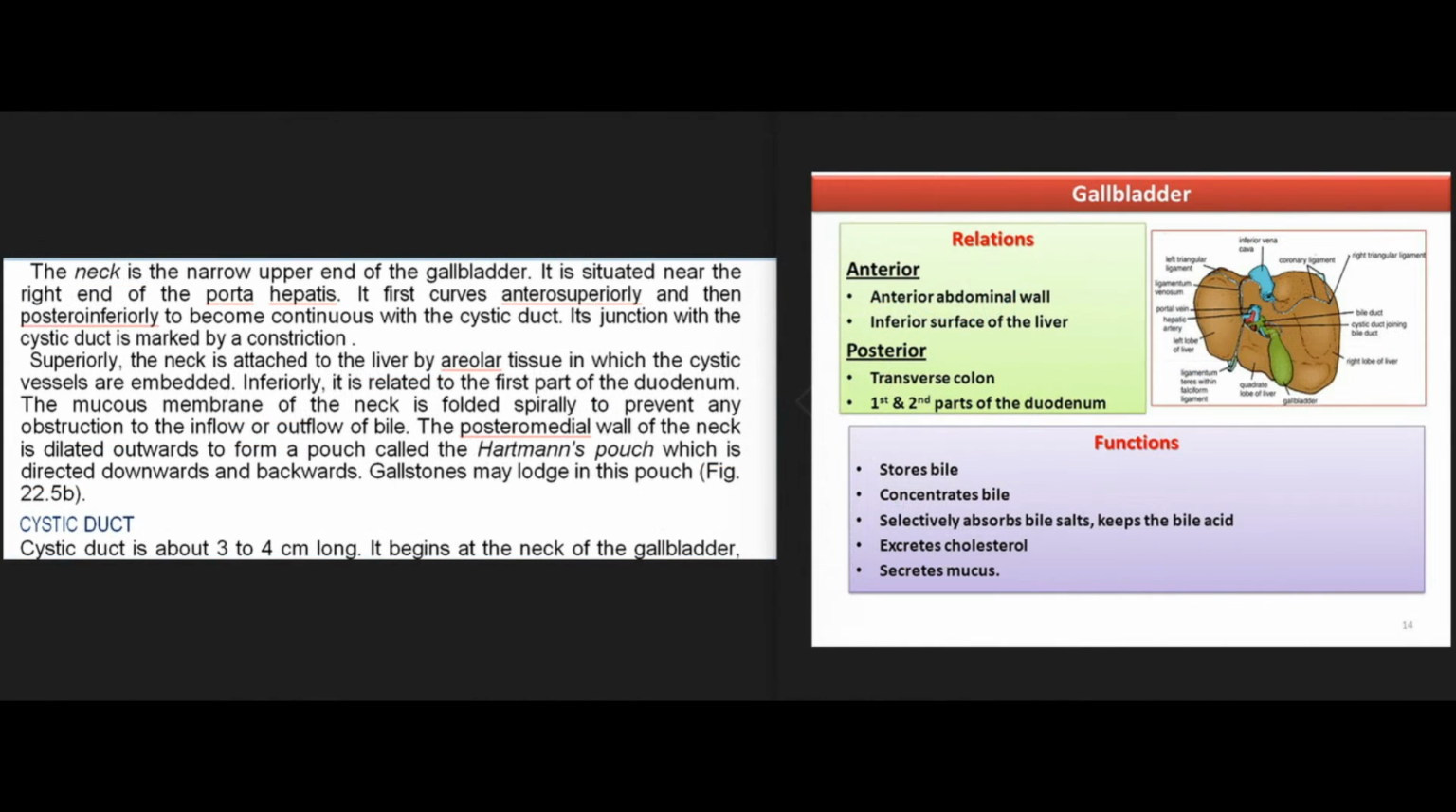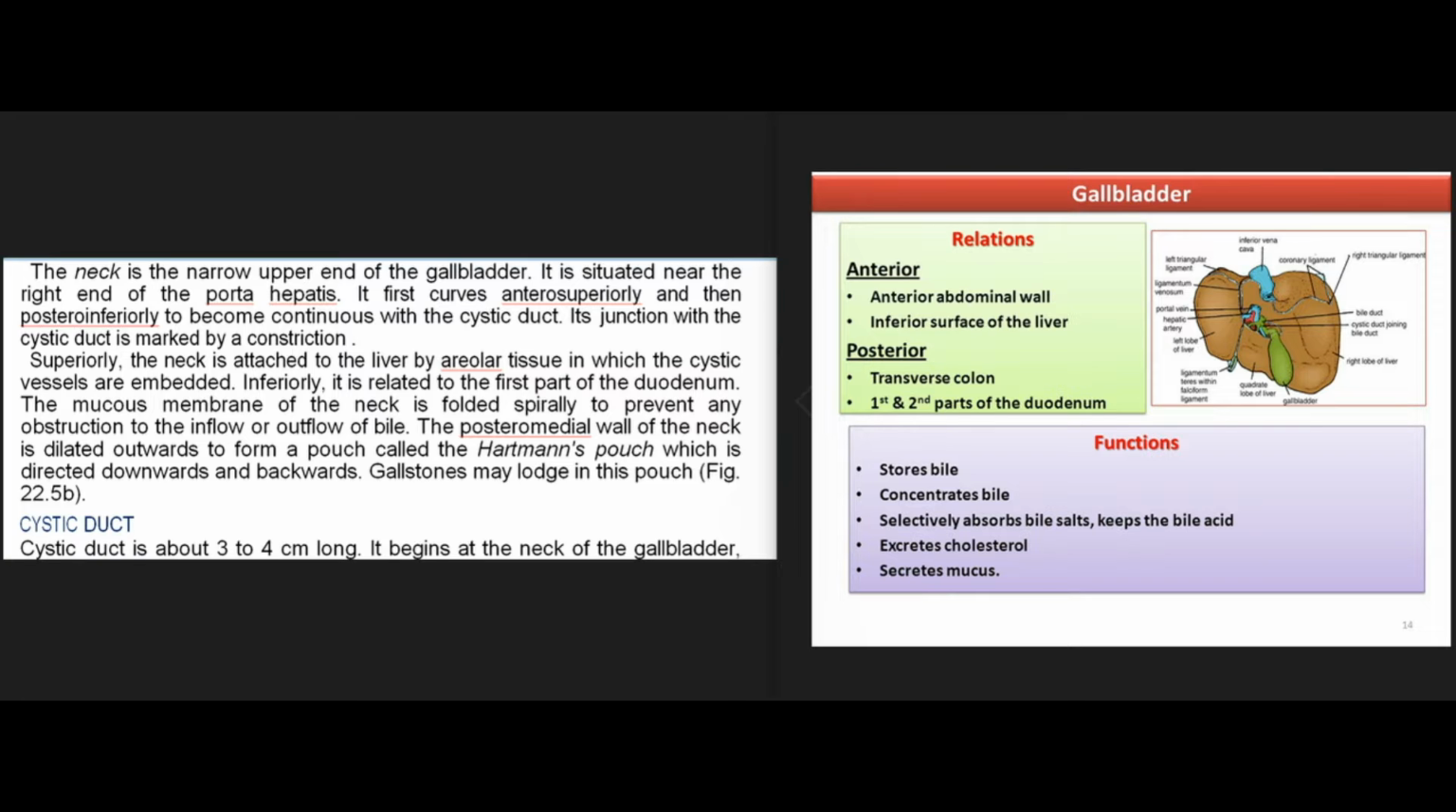The neck is the narrow upper end of the gallbladder. It is situated near the right end of the porta hepatis. It first curves anterosuperiorly and then postero-inferiorly to become continuous with the cystic duct. Its junction with the cystic duct is marked by a constriction. Superiorly, the neck is attached to the liver by areolar tissue in which the cystic vessels are embedded. Inferiorly, it is related to the first part of the duodenum.